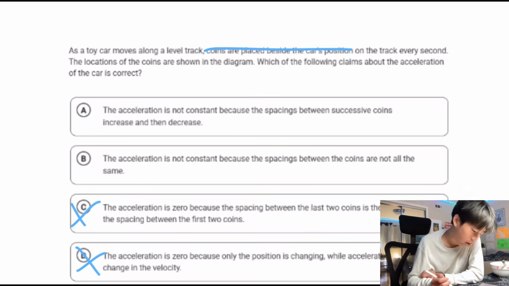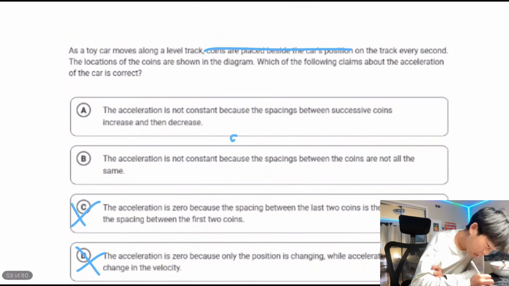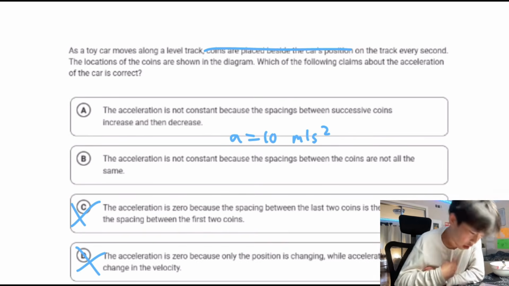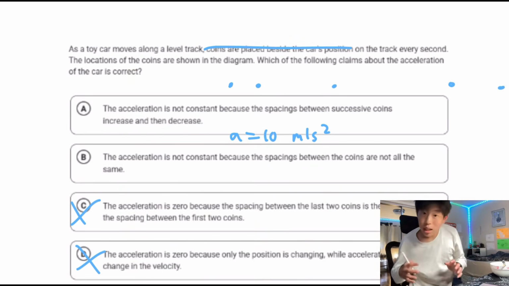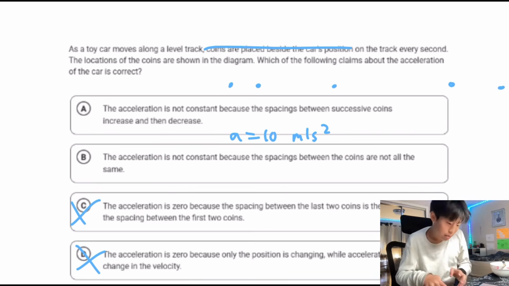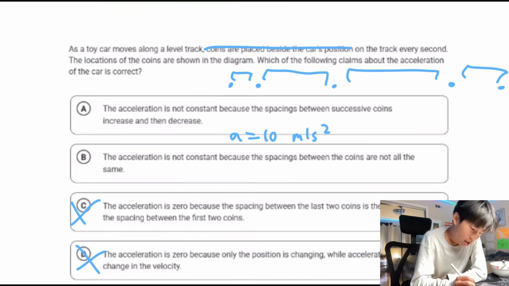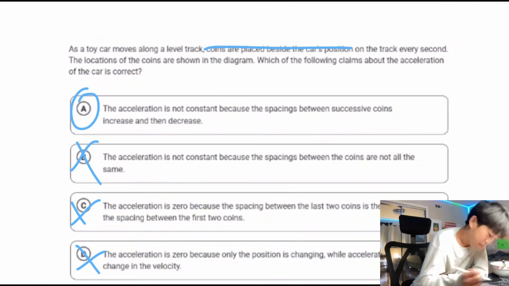I put B and I got it wrong, but let me try to explain why. Well, it could just have the same acceleration. Let's say A is equal to 10 meters per second squared. Let me just try to draw it out for you small brains like me, because I got this one wrong. It's going to start here, go like this, then like this, then like this. The acceleration stays the same the entire time, but the spacings are not the same. But it still has the same acceleration, which means that's wrong. So that means it must be A, okay?